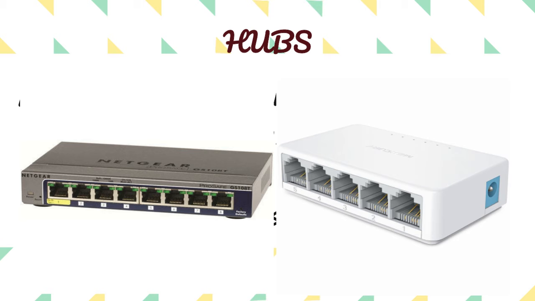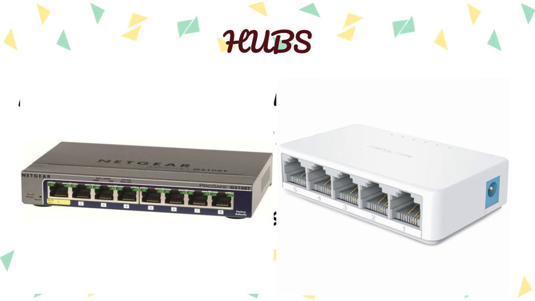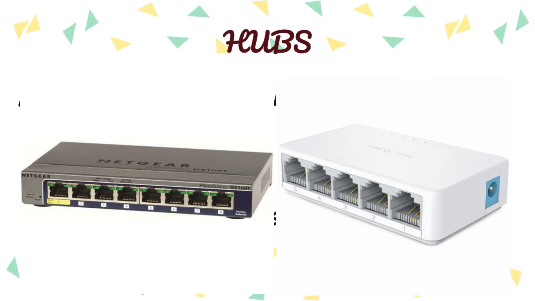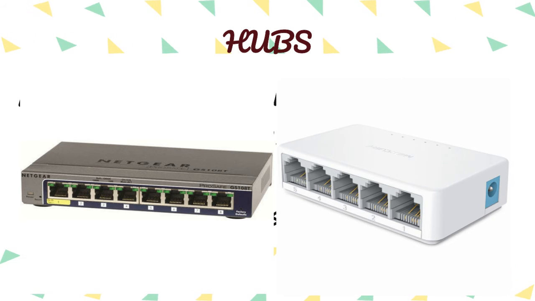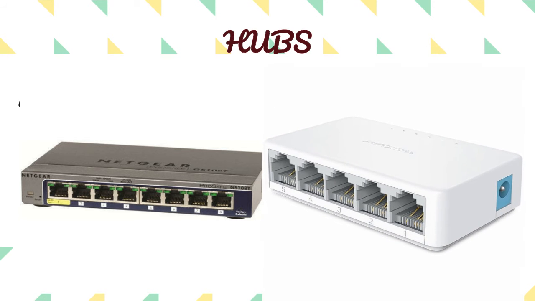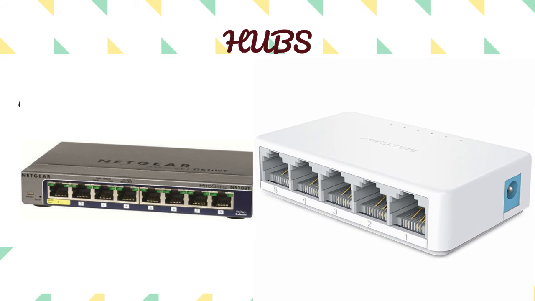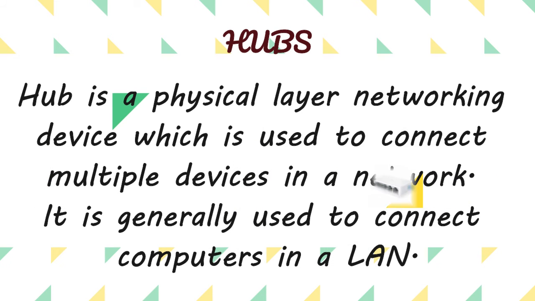From these 3 computers, suppose C sent a message to A. Then the message sent by C will go through the hub and the hub broadcasts it to all the computers connected to it. That means the message is also received by B. Therefore, all the computers that are connected to the hub can receive the message, and then the computers themselves decide whether to accept the message or not.